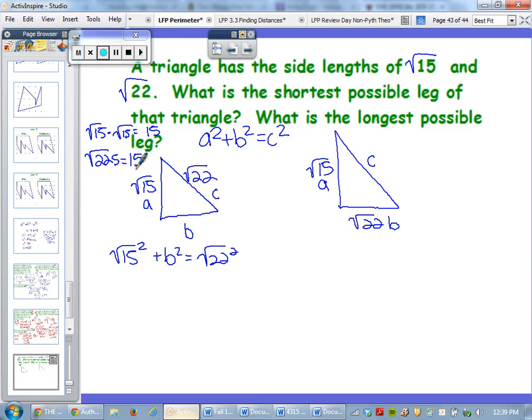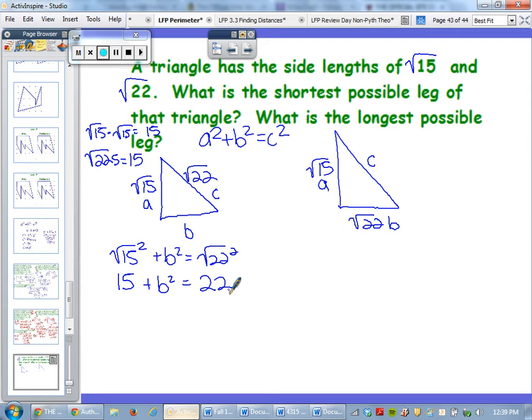Okay, so I don't want to be seeing with problems like this that you start writing 225 down here. The square root of 15 squared is just 15, plus b squared equals 22, because again, the square root of 22 squared is 22. They put these square root signs up here to just make it more challenging. But it's not too difficult if you, one, use your calculator to help you out, but two, remember what we've talked about with square roots.